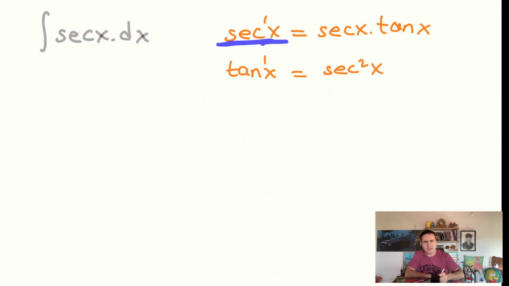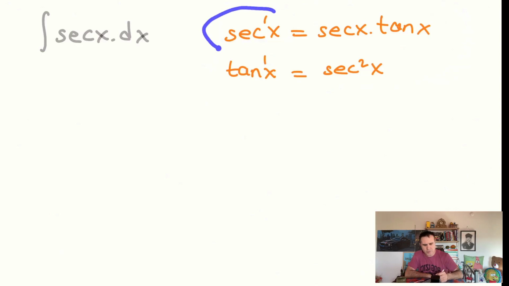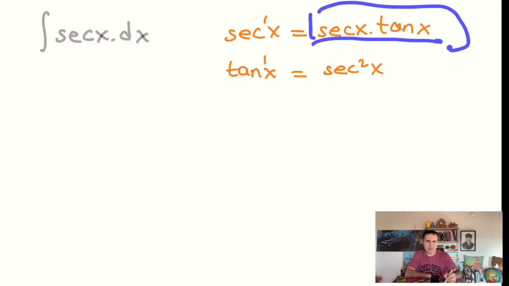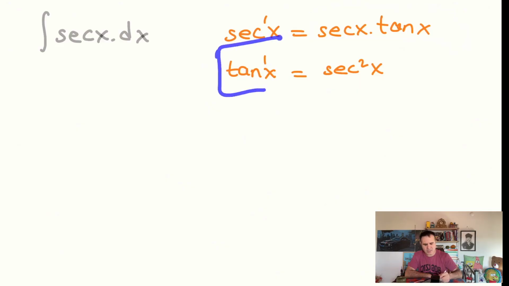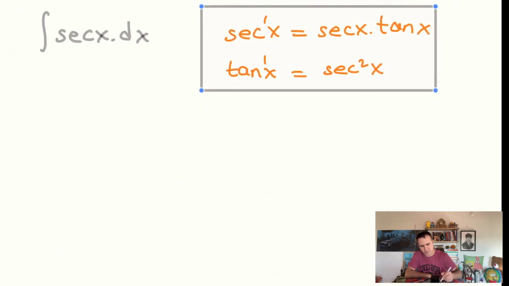If you can't remember those two equations, you should firstly write secant x as 1 over cosine x and take the derivative. You will get secant x tangent x. And if you forget the derivative of tangent x, you should write it as sine x over cosine x and then take the derivative by using the quotient rule. You will get secant square of x. Okay, those two are really important.